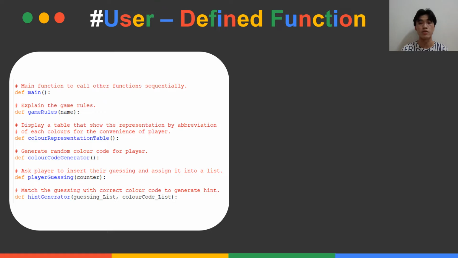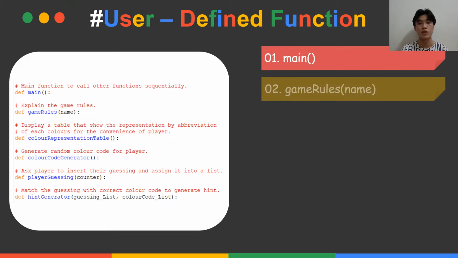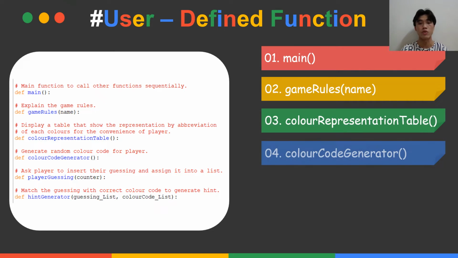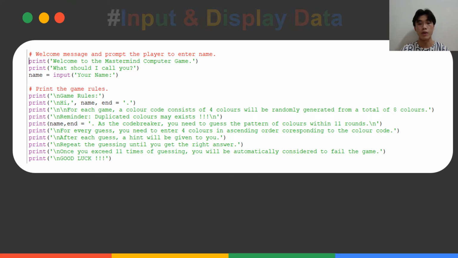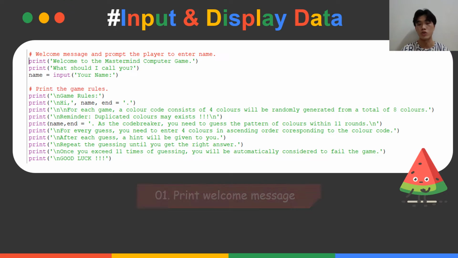First of all, my Mastermind game is divided into 6 main parts through 6 different user-defined functions, each with a specific use so that my code looks more organized and is easy to modify, as they are all separated. I've created a main function to organize the flow of my program by calling the other functions one by one. For the input and display, I try my best to create a smooth interaction between the user and the computer.